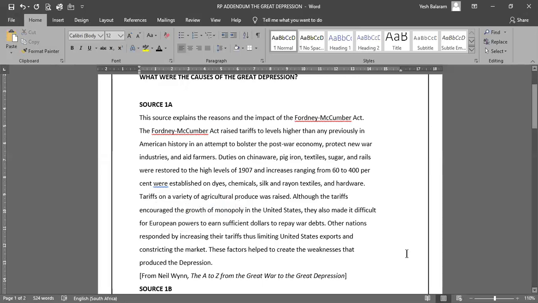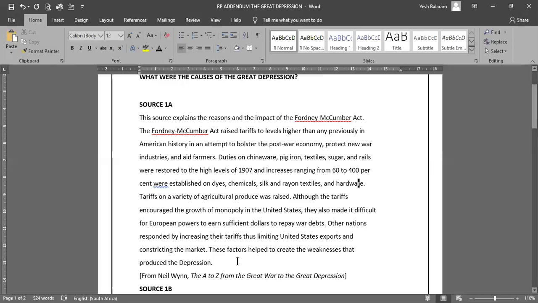Other nations responded by increasing their tariffs. So in response to what the United States did, other countries also said, if the Americans are going to charge us high taxes for exporting to them, we will also charge high taxes if the Americans want to export to us. In this way, they limited United States exports and constricted the market. Constrict means they limited the market.